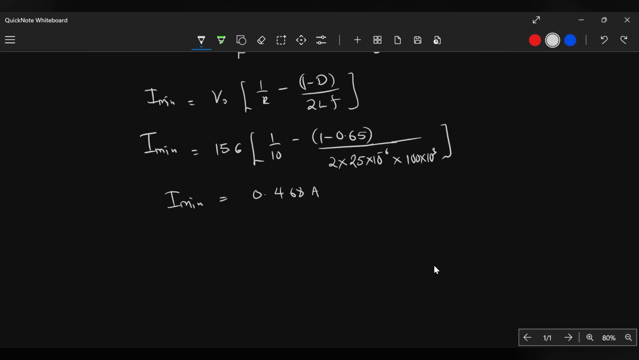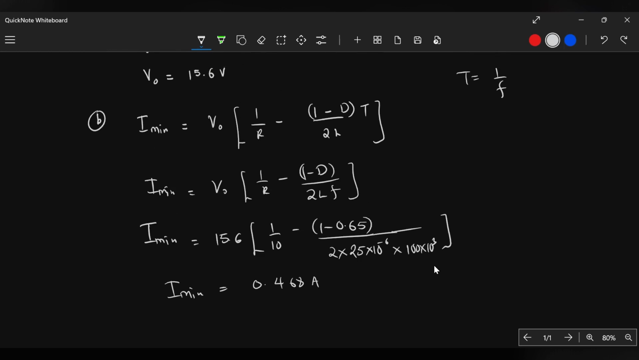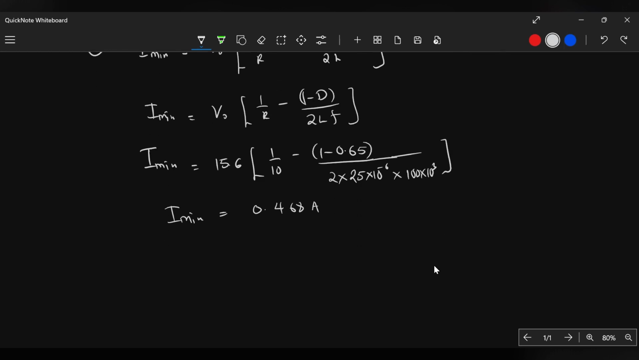I'll explain this terminology in another video I'm going to make. And then part C, which is of course not C, we also have to find the Imax. So my Imax is simply the same formula. The only thing you do is just change the sign here. So Imax is simply VO.